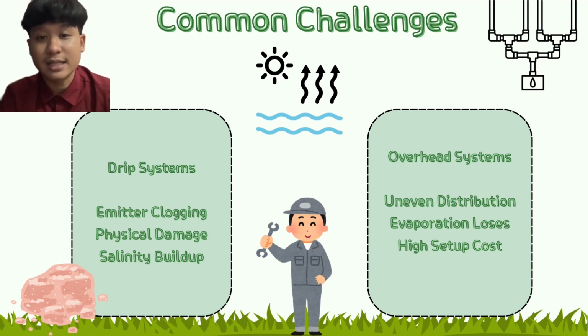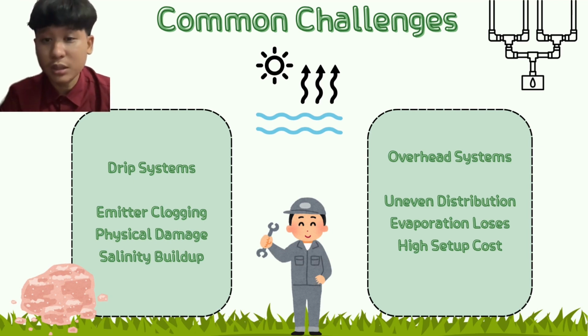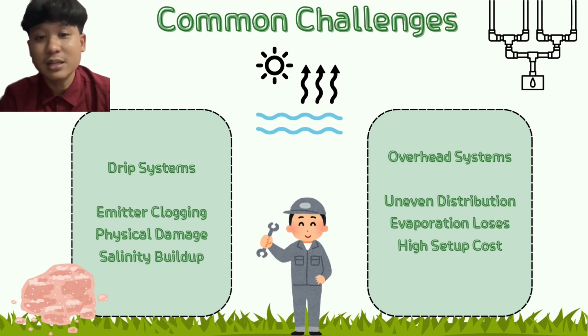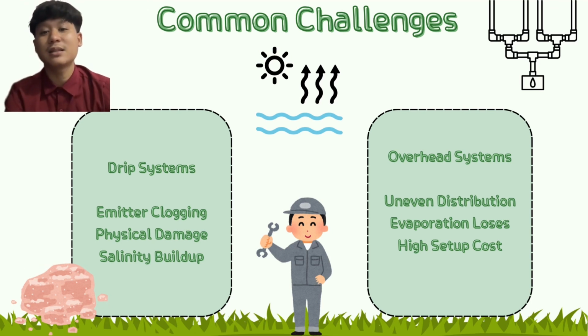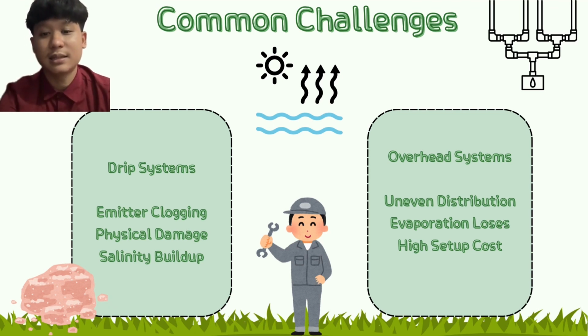Lastly is high setup cost. Overhead irrigation systems require a significant upfront investment in components like pumps, pipes, and sprinklers. Skilled labor is also needed for setup, which increases the cost. Small-scale farmers may find these initial expenses prohibitive, limiting access to the system for those with limited budgets.